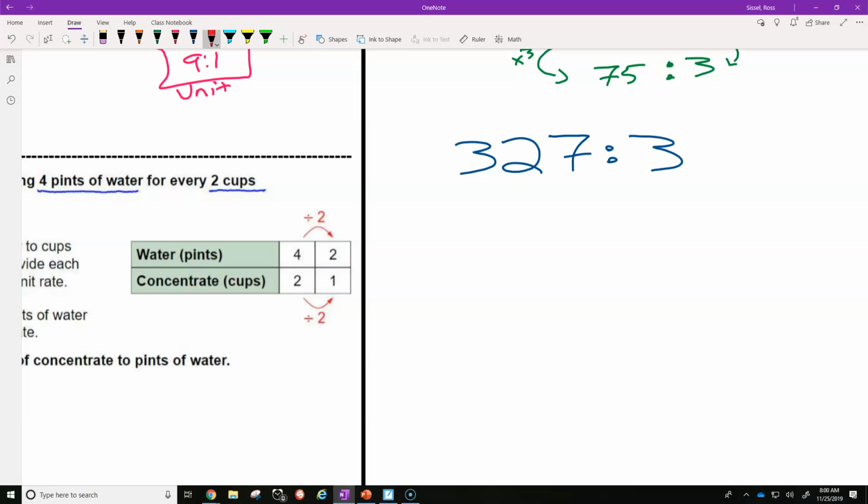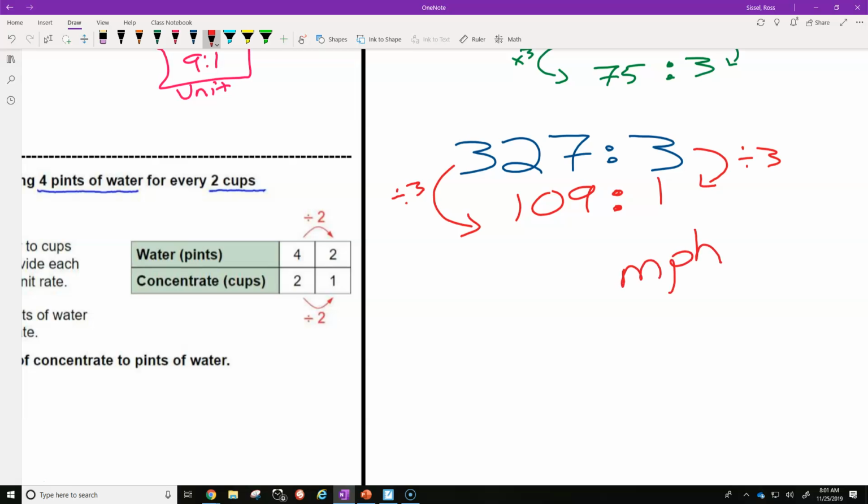Good. Now, there's a couple ways we're going to look at this. One, I could set this ratio up just so I say 1, because I want to know miles per hour. I want to know 1 hour. So I have to do this divided by 3, which does give me 109. My question for you was, how many miles per hour?